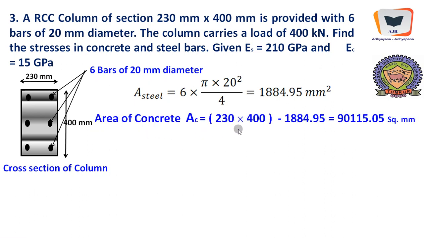Area of concrete AC, once again 230 into 400, but this is not the fullest area. The full area is not covered by the concrete, and we have to subtract the area of steel in order to get the area of concrete alone. So this is the total area of cross section available minus the area of steel, because the area of steel is to be removed and there will be holes remaining, as if you pull out these bars; that is only an analogy. About 90,000 something, this is in square millimeter, the area of concrete.